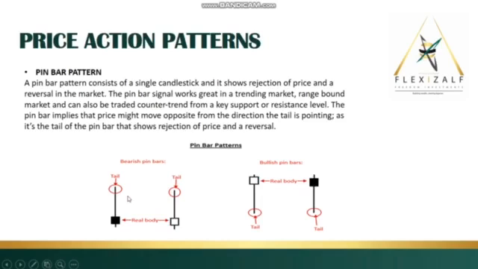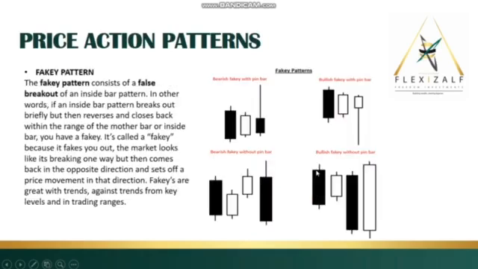As you can see here, the tail, others may refer to it as a wick. So if we have something like that, then we know it is a rejection. Then we go in the opposite direction. Similar here, and then similar to this one, a bullish pin bar. If we have that tail pointing downwards, then we know we are expecting to go up.